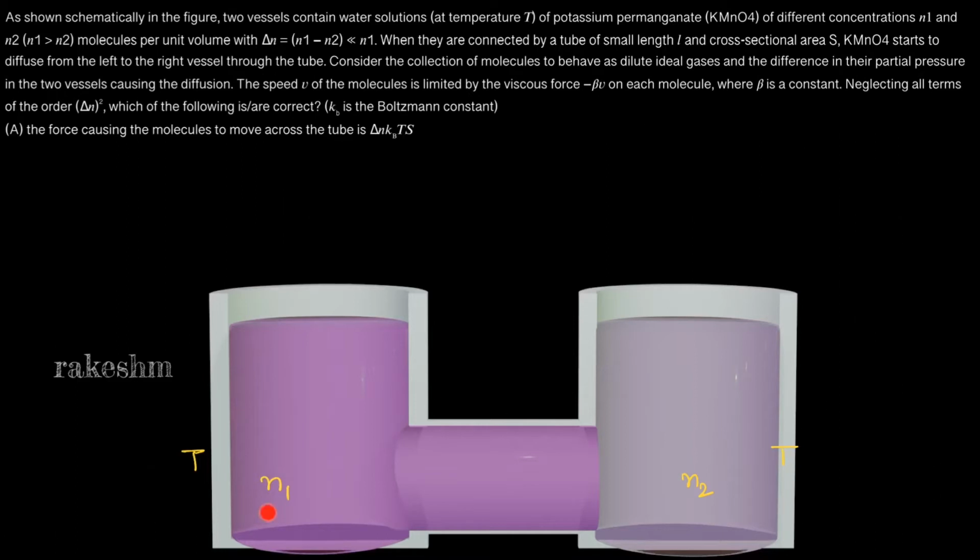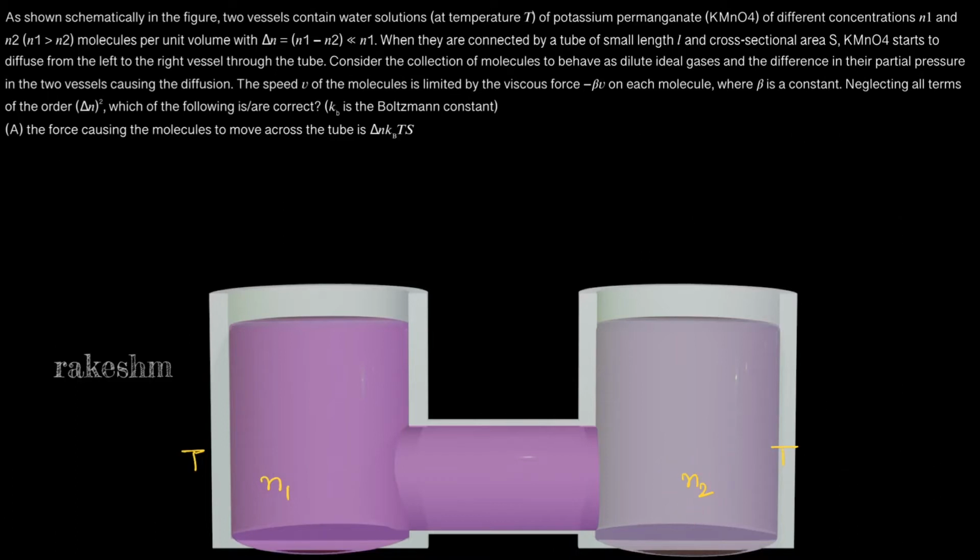So N1 molecules per unit volume and N2 molecules per unit volume. It is given that N1 is greater than N2, which means the concentration of KMnO4 in this vessel is greater than the concentration of KMnO4 in this vessel. So you can observe here that the solution here is darker and the solution here is lighter in color.